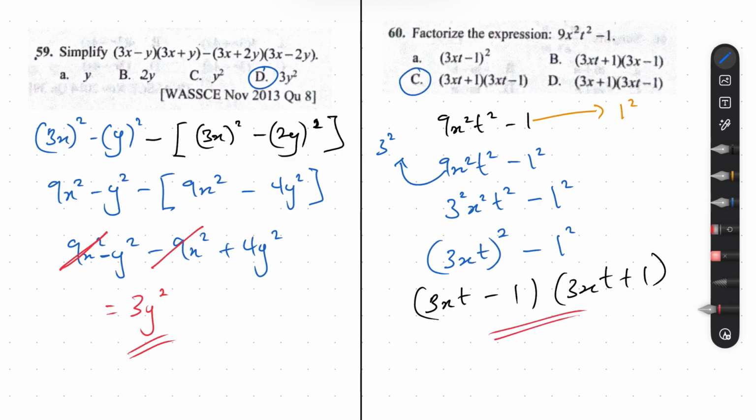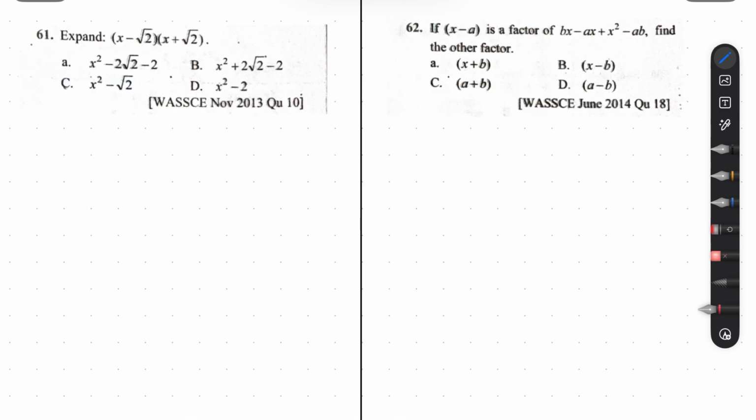Alright, let's move on to question number 61. The question says expand this. So there are 2 ways to do this. We can just simply multiply and then multiply and multiply and multiply. Or we can look at this with a different kind of eye.